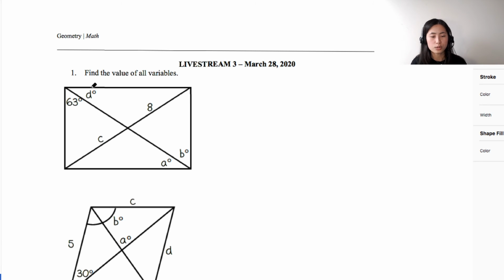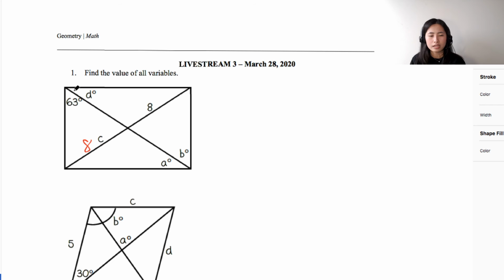Also, don't forget, you still have diagonals, right? I think this is the newest information that you need to know, as opposed to just having the right angles and opposite sides being congruent. Diagonals are actually congruent as well. So if you know that this is 8, therefore this must be 8 as well, right?